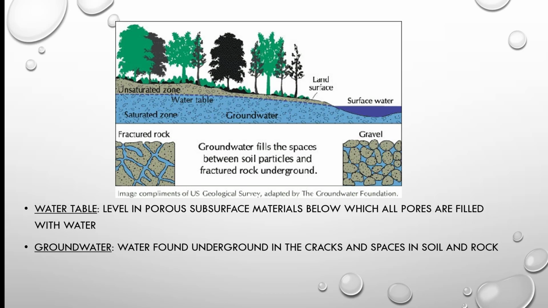So the water table is the upper surface of the zone of saturation. You can see that on the graphic here. And then the groundwater is found underground in the cracks and spaces in soil and rock.